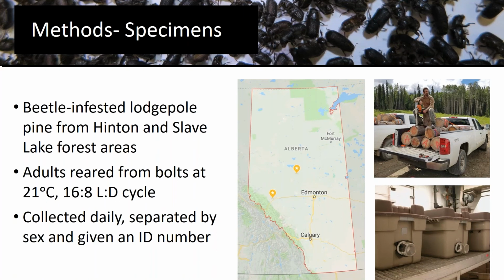So I'll just go over some of the main methods that we used in all experiments before getting into the individual experiments themselves. We used beetles in all of our experiments that were obtained from infested lodgepole pine trees from 2 sites in the expanded range in Alberta. The tree bolts containing the beetles were held in the lab in emergence containers, and the adult beetles were collected daily and separated by sex, and then held for subsequent use in the flight bioassays.